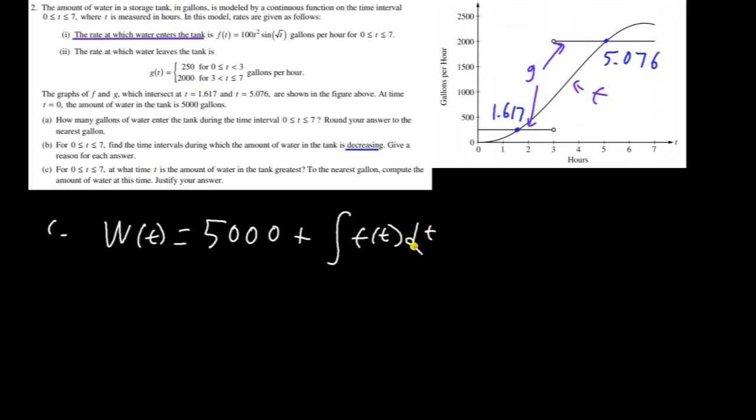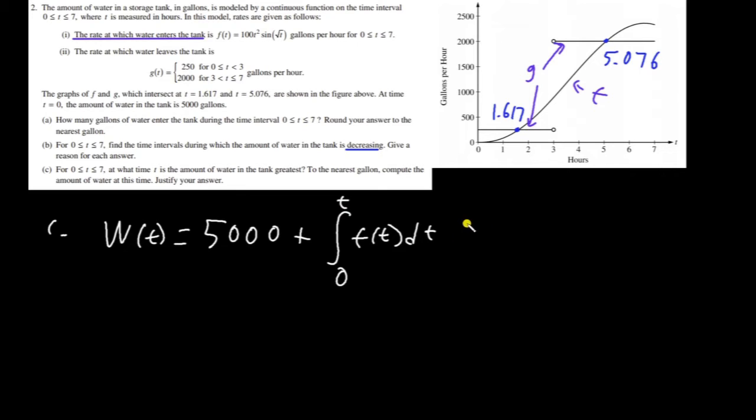Okay, so let's call a function w of t the amount of water that's in the tank. Okay, so we know initially there's 5,000 gallons of water in the tank, right? Because at time t equals 0, the amount of water is 5,000. So that's the amount that we're starting off with. And then remember from part A, we said that the amount of water coming into the tank is the integral of f of t from 0 to whatever time interval we want.